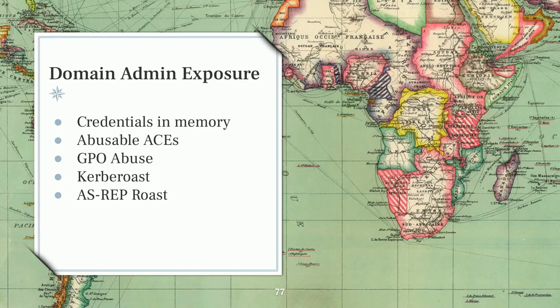So how can we do this for domain admins? Well, let's look at how domain admins are exposed. There are several different ways that we can understand a domain admin exposure or exposure for the group itself. So we have credentials in memory. We have abusable ACEs. We have GPO abuse. Kerberoast, AS-REP roasting, there's 1,000 ways to skin that cat. Let's focus on GPO abuse first.